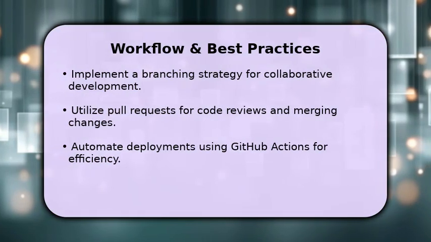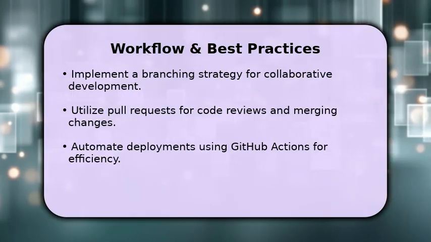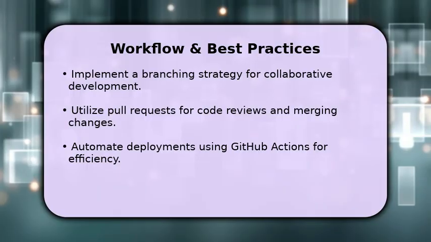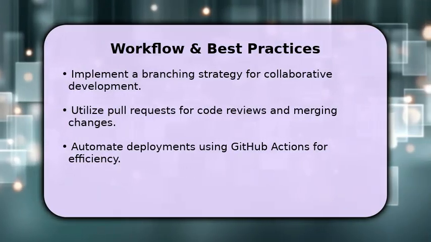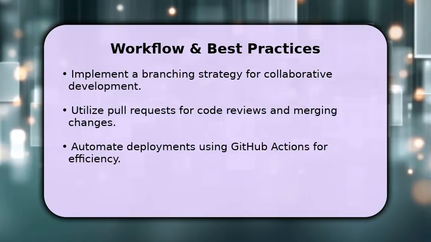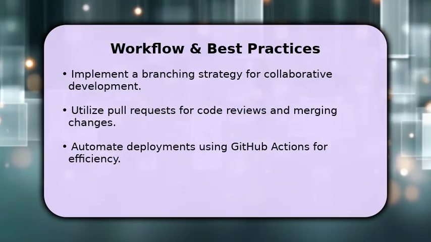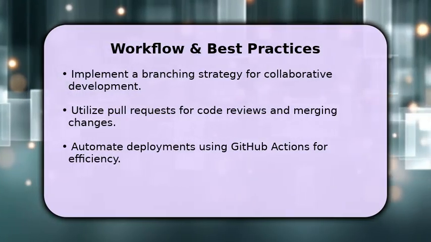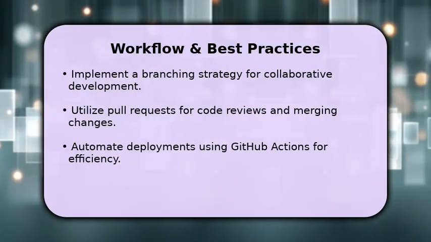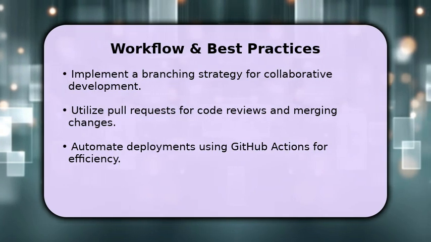To maintain an efficient workflow, consider implementing a branching strategy, such as Git Flow, for collaborative development. This allows multiple developers to work on features independently. Always use pull requests for code reviews before merging changes into your main branch. For even greater efficiency, explore automating your deployments using GitHub Actions. This can automatically deploy your theme to Shopify whenever changes are merged, saving you valuable time and reducing manual errors.